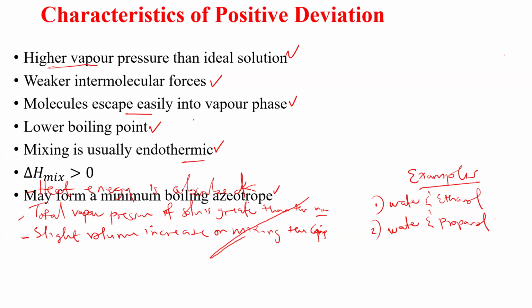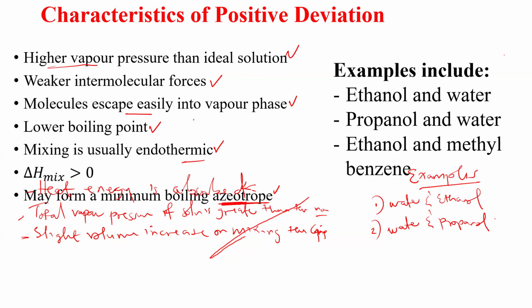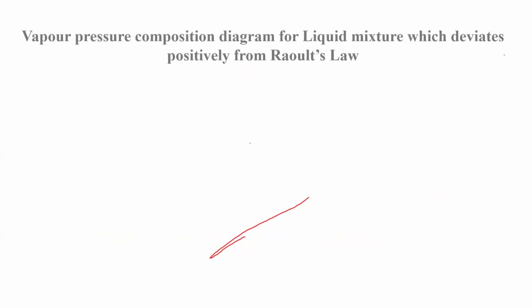I believe we shall be able to discuss an azeotrope very well in our next session as we come to the end of Equilibria 2. And we are going to generate a number of scenario-based items to see whether we can attempt them using the knowledge we are getting in today's session. Examples, like they have already shared with us, are ethanol and water, propanol and water, ethanol and methylbenzene. All these are examples of solutions which show a positive deviation from ideal behavior.